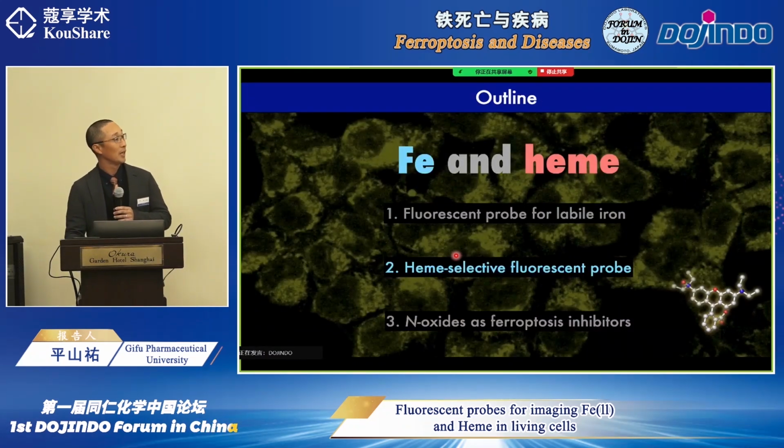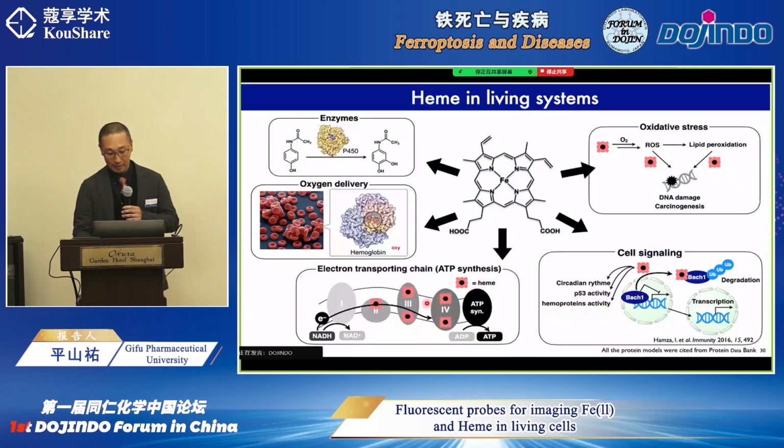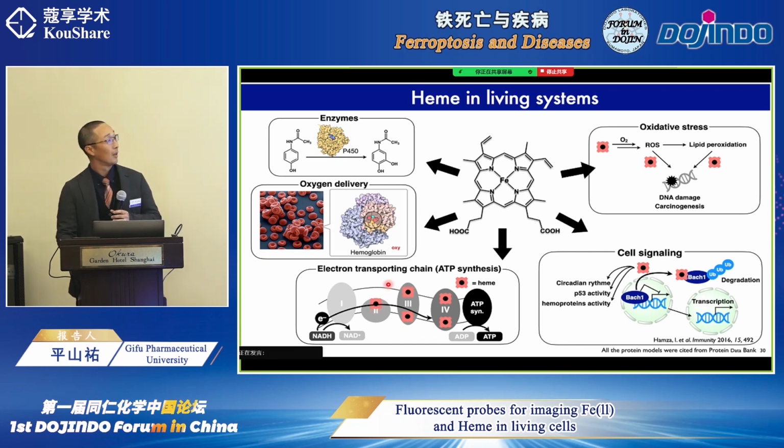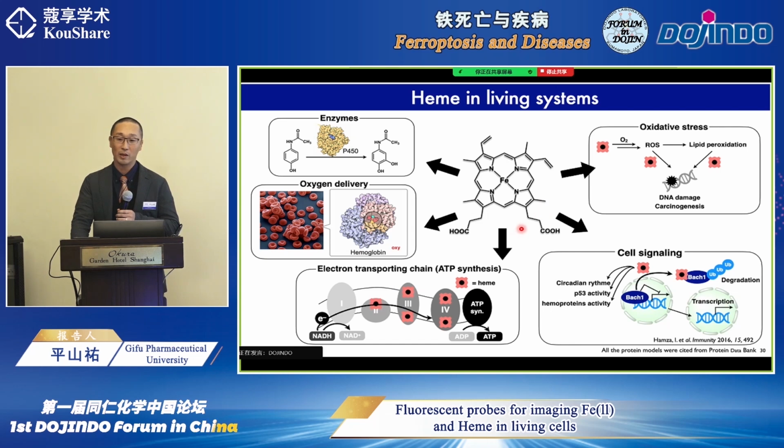The next topic is a heme selective fluorescent probe. As you may know, heme is a metal complex of iron and protoporphyrin IX and plays many essential roles as a cofactor of heme proteins, such as P450, hemoglobin, and the electron transport chain. And the situation is similar to labile iron, and protein-free or weakly protein-bound heme also exists in living cells, and they work as cell signaling molecules.